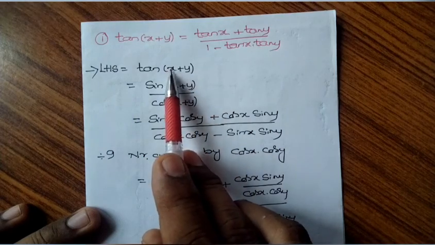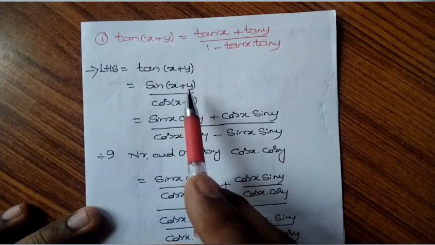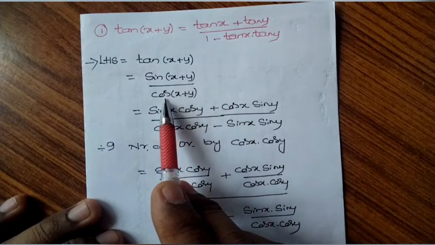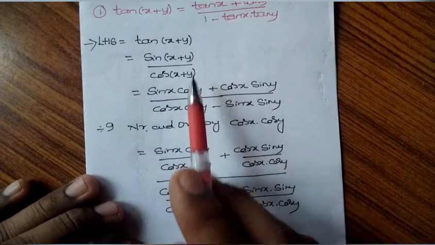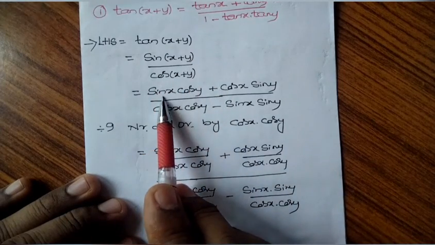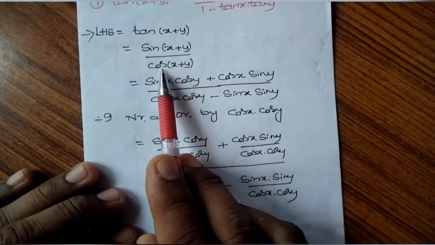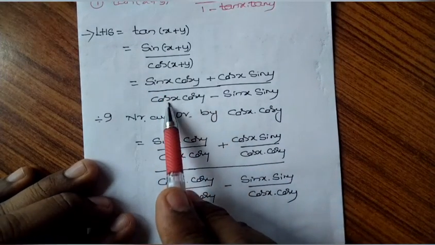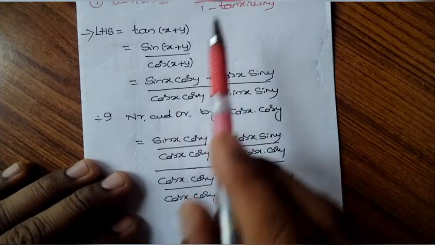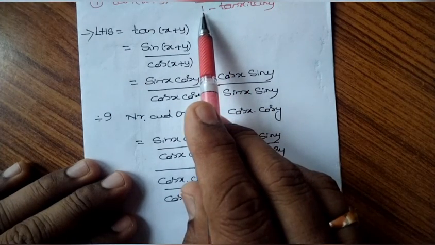First, I write the tan function in terms of sine and cos. Tan function is a quotient of sine and cos. That is sine of x plus y divided by cos of x plus y. Next, I am going to use the formula of sine of x plus y. Sine of x plus y equals sine x cos y plus cos x sine y. And again in the denominator we use the formula cos of x plus y equals cos x cos y minus sin x sin y.